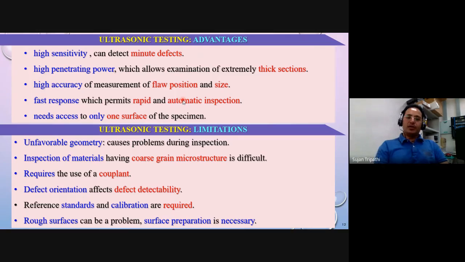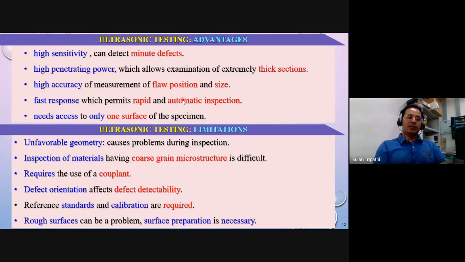Okay. And next, defect orientation affects the detectability efficiency. If the defect orientations are different, obviously the defects are not like what we expect. There are many kinds of defects. So the orientation of those defects may affect the result of the UT testing. And we need to calibrate the equipment before using. It's a very important part of this testing. Otherwise, the results may vary.